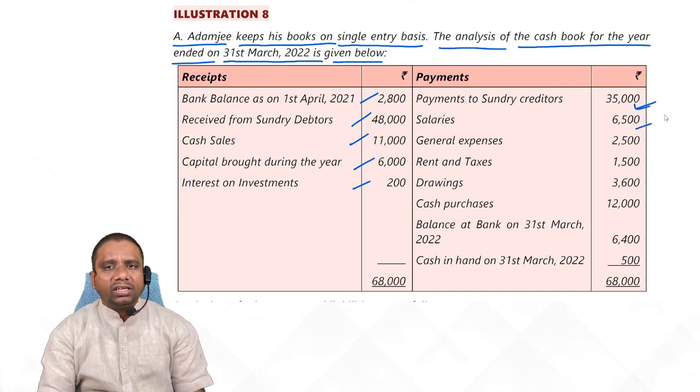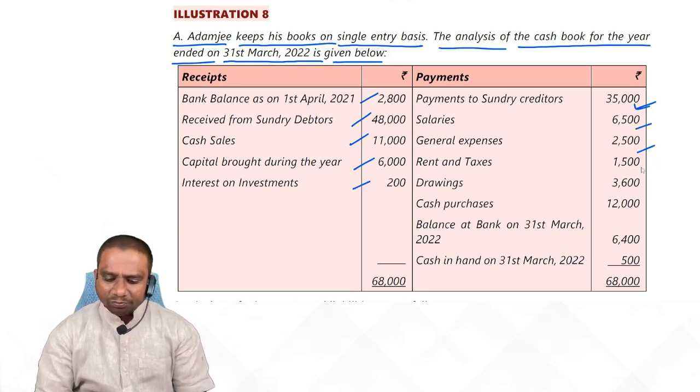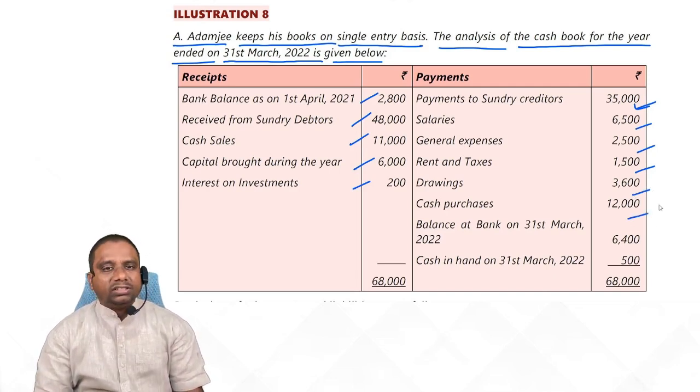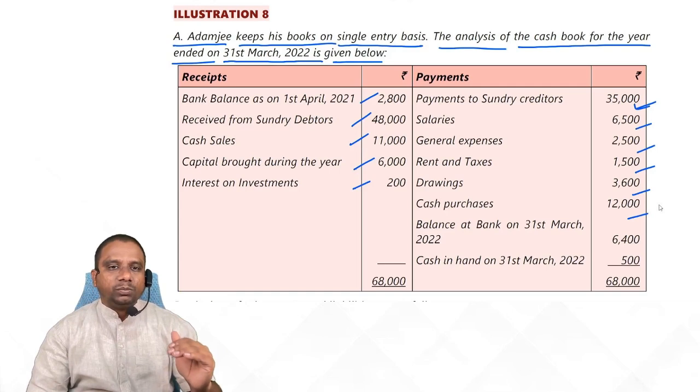Salaries are expense, P&L account debit straight away. General expenses, expense, P&L account debit. Rent and taxes, P&L account debit. Drawings, deduct from capital in the closing balance sheet. Cash purchases. So in the trading account debit side, to purchase, under that cash purchases.